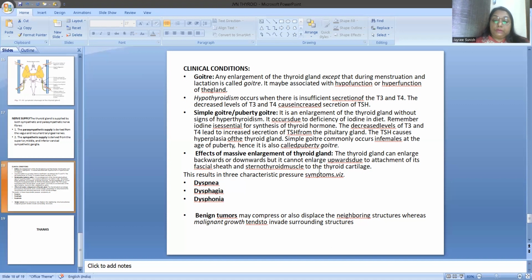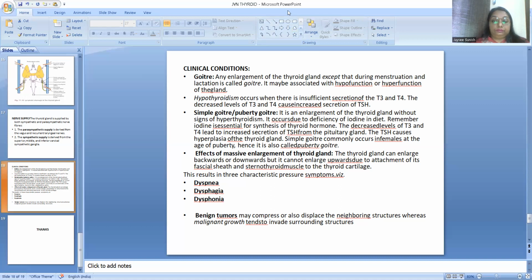Now the effect of massive enlargement of the thyroid gland. The important effect of this enlargement is that it will compress the surrounding tubular structures and give characteristic symptoms like dyspnea, dysphagia, and dysphonia. Benign tumors may compress or also displace the neighboring structures, whereas malignant growths tend to invade surrounding structures also. So this is all about the anatomy of the thyroid gland. Thank you.